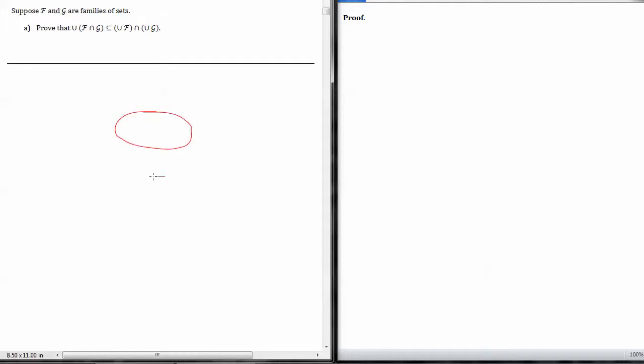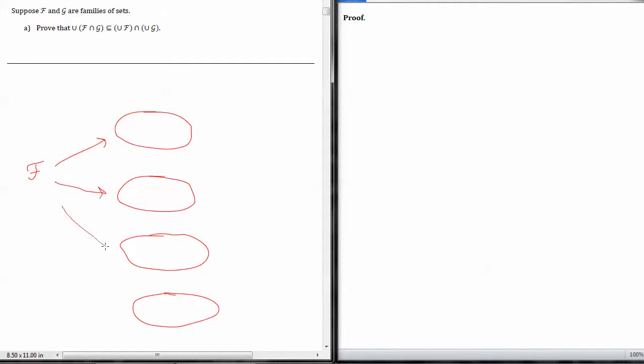First, I want to make 4 sets here. Okay, and F and G are families of sets. So F is going to have 3 sets in it. And the family G is going to have also 3 sets, but it's going to be the bottom 3. Okay. And you notice that they overlap in the middle 2 sets. So F intersect G has 2 elements, okay, these 2 sets.